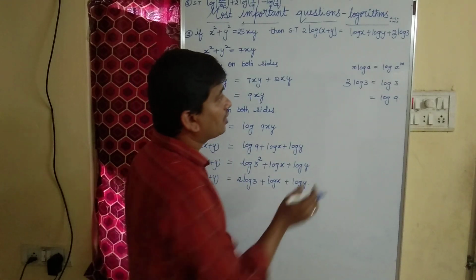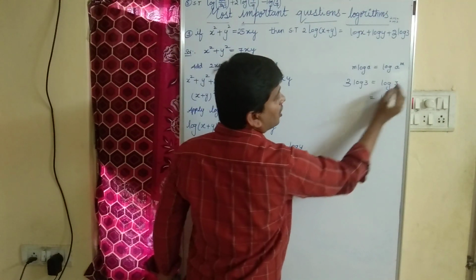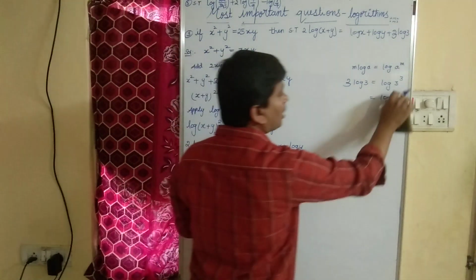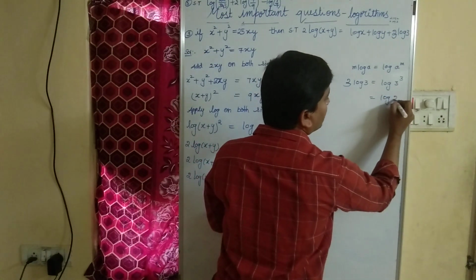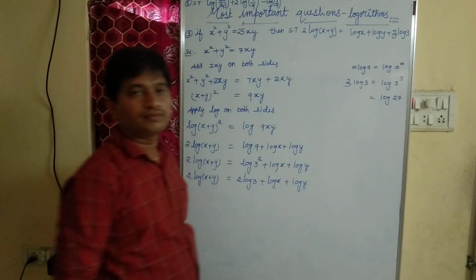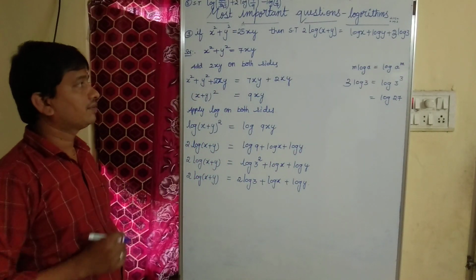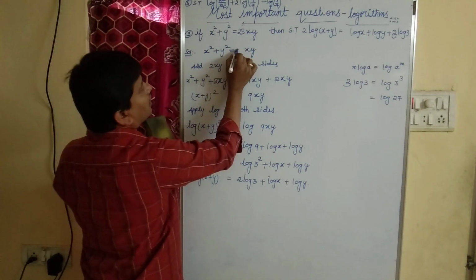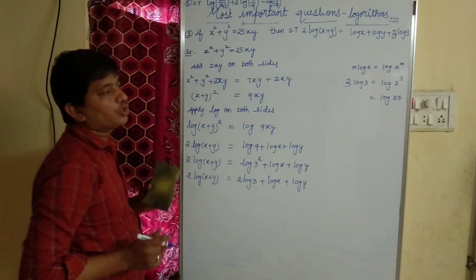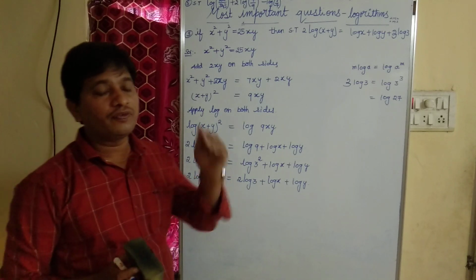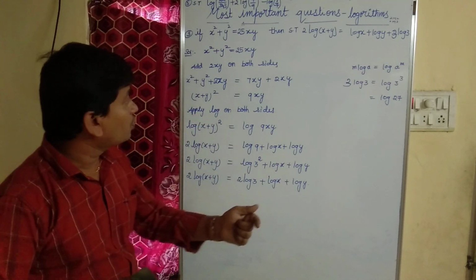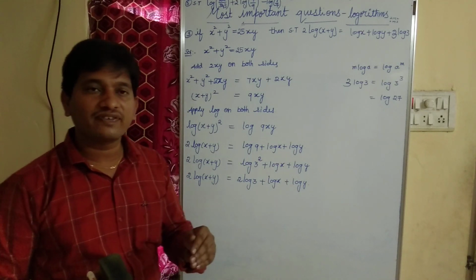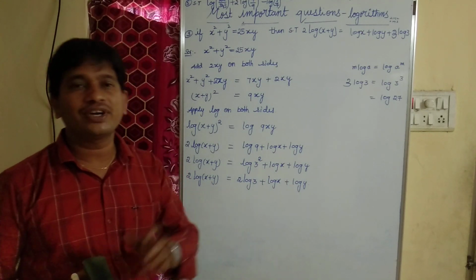3 log 3 we can write as log 3 cube. 3 cube value how much, children? 3 cube is 27, right? Actually it is given in the question x square plus y square equal to 25xy. How much if we add to 25xy, you will get 27. If you add 2xy to the 25xy, you will get 27xy.